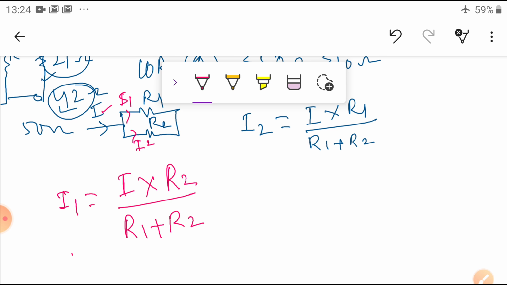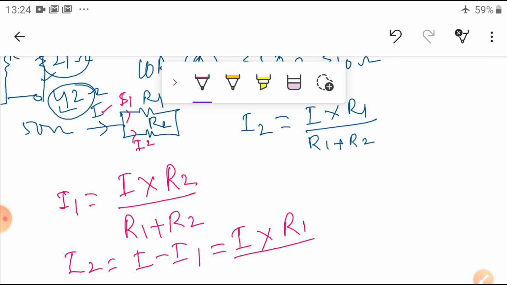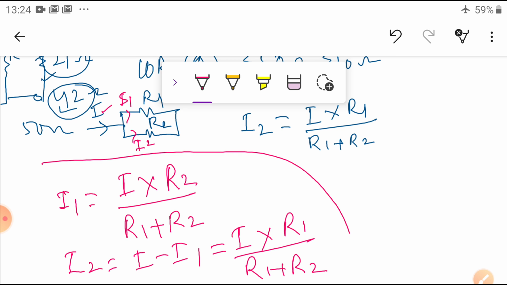What is I2? I2 is equal to I minus I1, or I can calculate it directly from the total current I into R1 by R1 plus R2. This is a simple circuit that you already know from the first level. The same concept we are going to apply here also, with simple two-branch circuits.